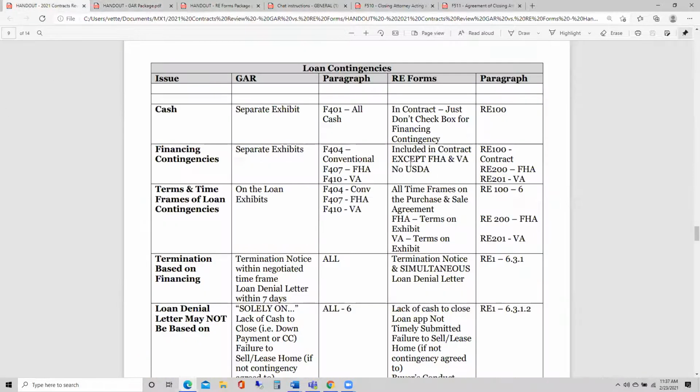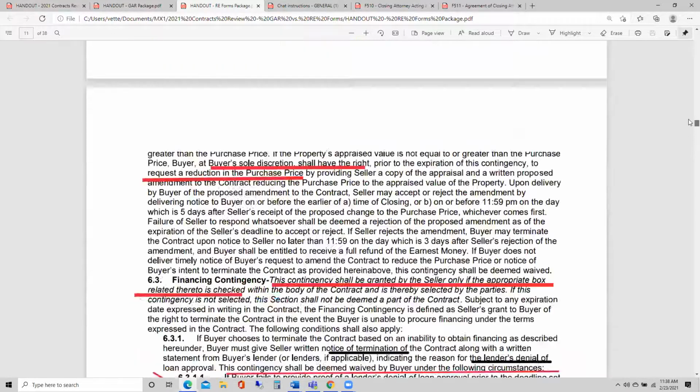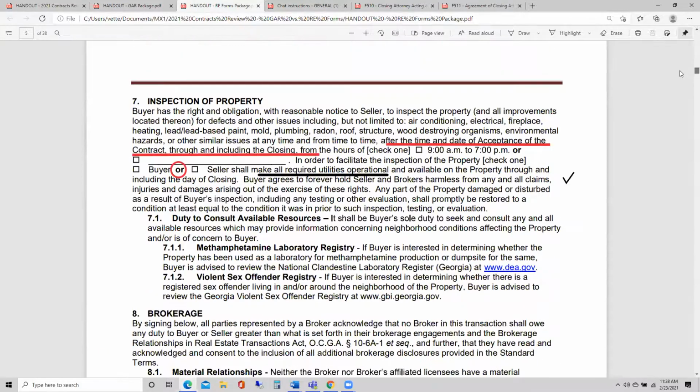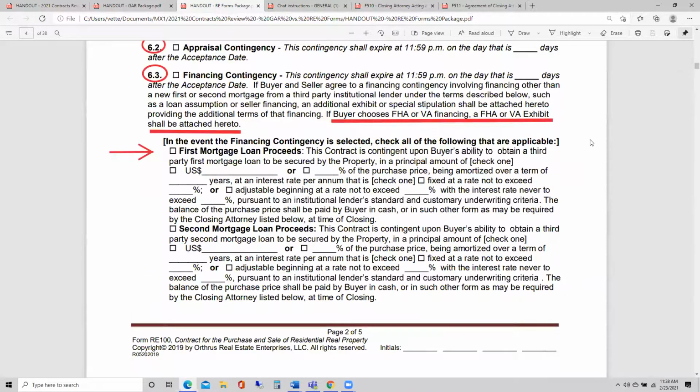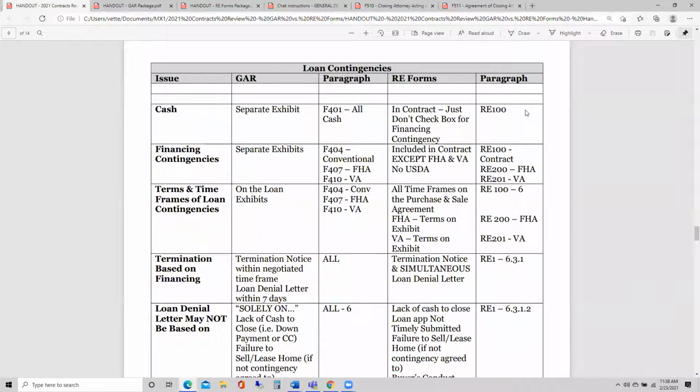Under the RE Forms contract, under the purchase and sale, remember, we stated that the financing contingency is built in. I'm back under the purchase and sale agreement under the RE Forms. The financing contingency is built into the contract. So if you do not check that box, guess what? It's an all cash contract. So all you have to do is simply not check that box under the RE Forms.